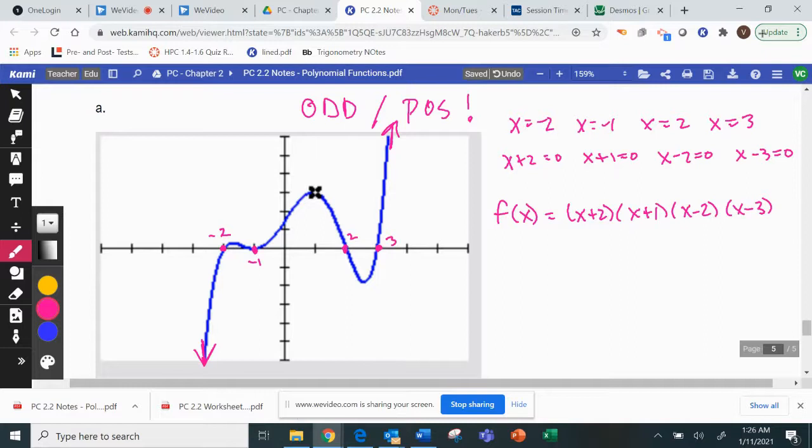Now, I wrote these in the order from left to right, and when you do things like this on Canvas, that's the order you're going to follow. Just FYI. This gives me a degree of 4. So something's wrong because I need an odd degree. So I'm going to go back to the graph.